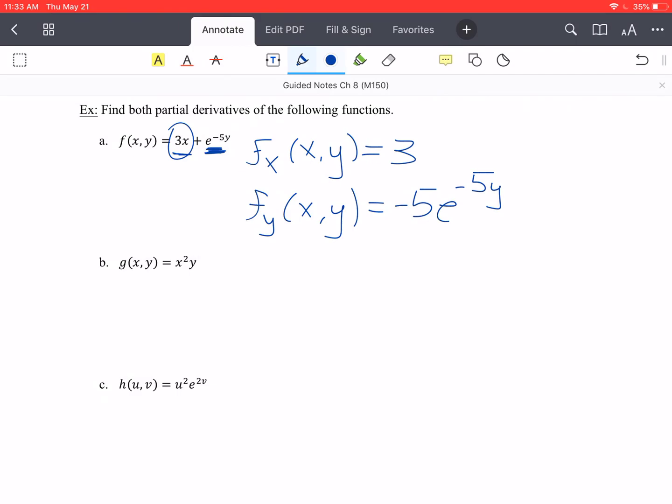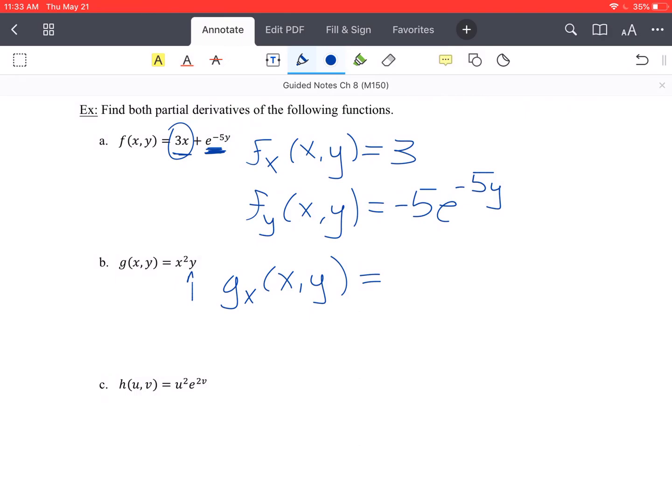Now let's see what happens when we get a product in here. So g_x. When we're taking the derivative with respect to x of this function, well, y is like a constant. So sometimes it can be helpful to just pretend y is a number. You can pick a number at random. Don't actually use that number in your calculation, because that's going to give you a wrong answer. But just pretend that it's a number like 5.